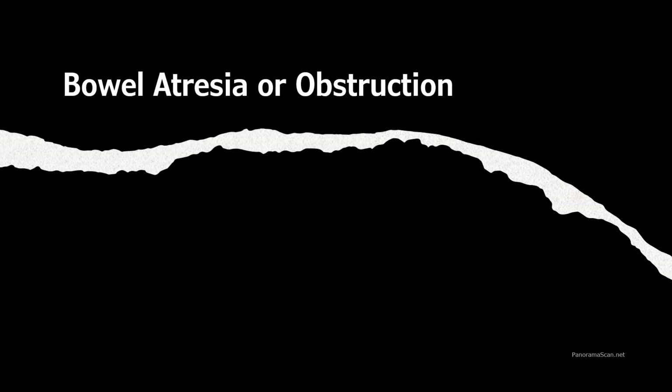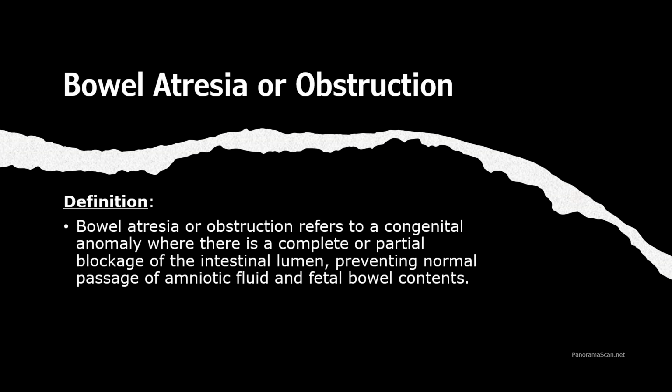Next, we will discuss bowel atresia or obstruction, a congenital condition affecting the gastrointestinal tract. Bowel atresia occurs when there is a complete or partial blockage of the intestinal lumen, preventing the normal passage of amniotic fluid and fetal bowel contents.